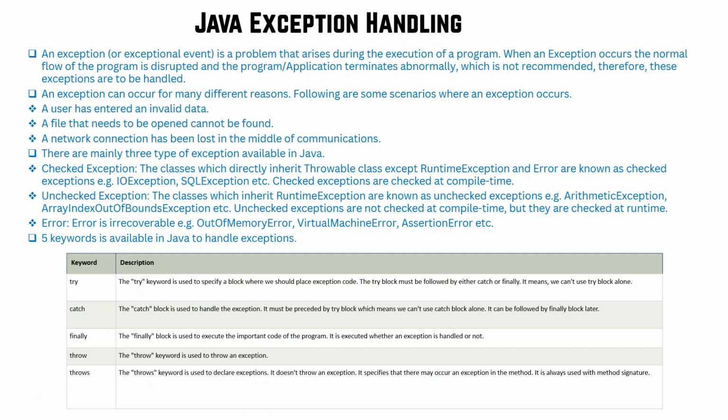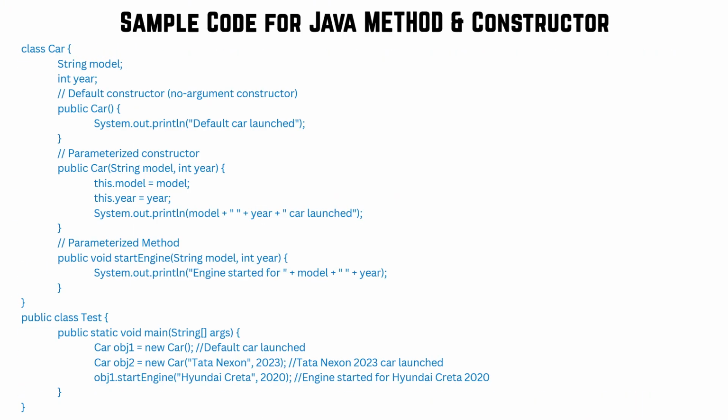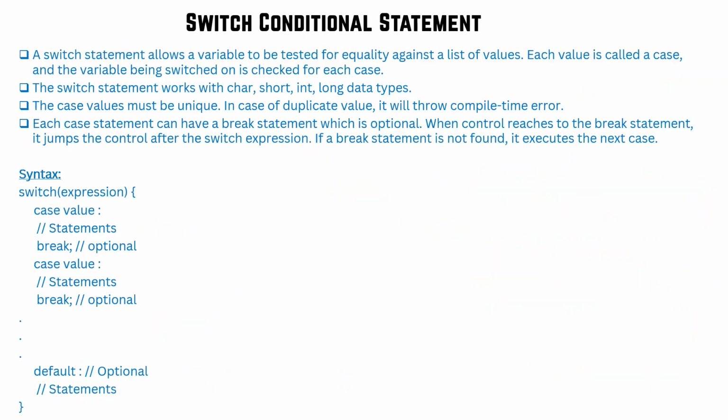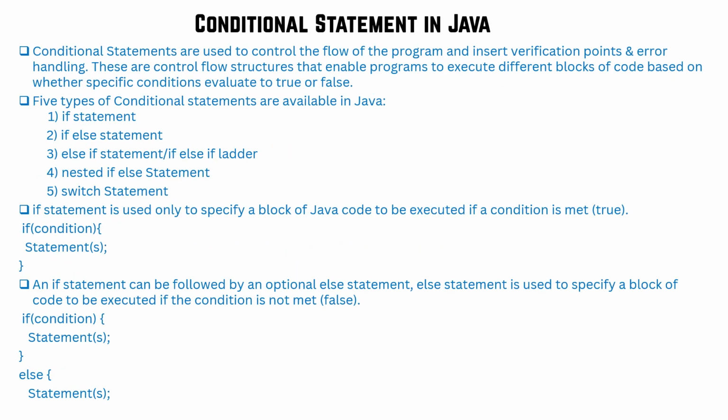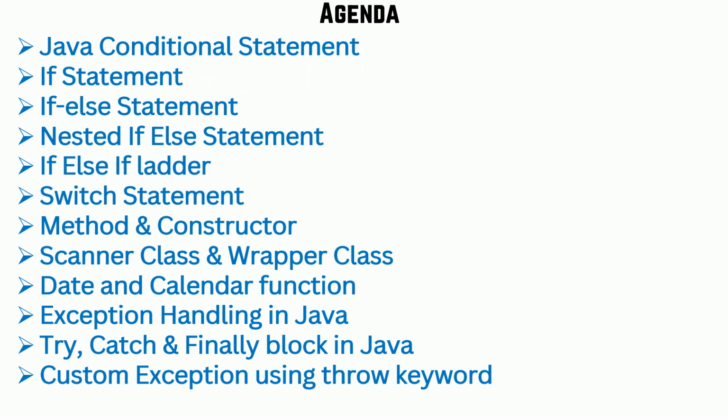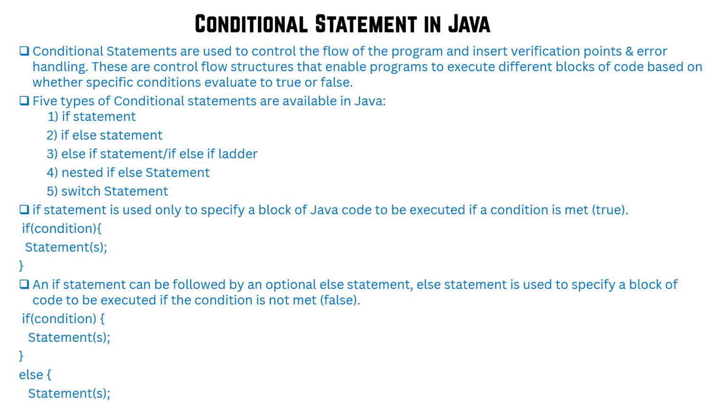So let me repeat whatever has been covered today. After that, in case you are having any questions, we will take it forward. Okay, so today I have tried to cover a couple of important topics. Primarily the conditional statements, which we use to control the flow of the program and insert verification points or error handling. Conditional statements: if else, nested if else, else if, and then switch.